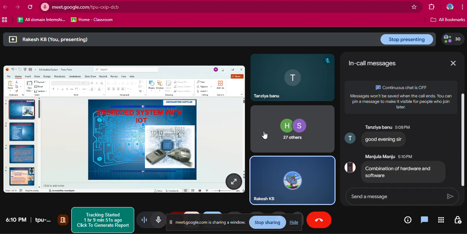So the basic definition of a microcontroller: write down the topic microcontrollers and write down the definition. A microcontroller is a single chip embedded system that contains everything needed to control a device.